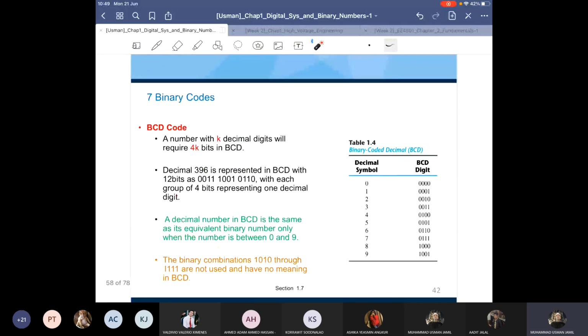Now we will move to the next one. The next one is BCD, binary codes. Binary codes are different. In binary codes we have BCD numbers, then decimal arithmetic functions, other decimal codes, then gray codes, and then ASCII character codes.